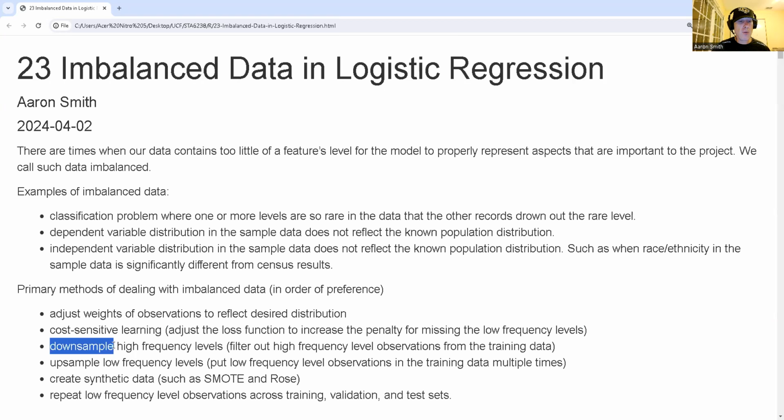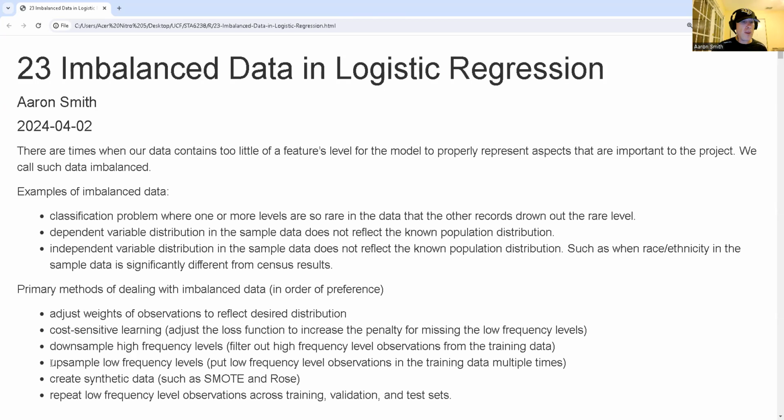Now, next one is downsampling. I've used this one quite a bit professionally. And so here, let's say I've got two levels, and this level is proportionately low. This one is high. Well, what I'm going to do, I'm going to randomly filter out some of the more frequent level observations until I get the right balance. The reason why I like this one is that I don't have to worry about the same problems I have with upsampling. I don't have any fake data floating around, and downsampling gives me a smaller sample, which will improve computation time. So, it's a win-win all the way around.